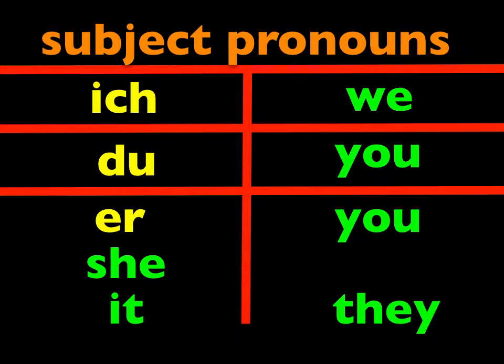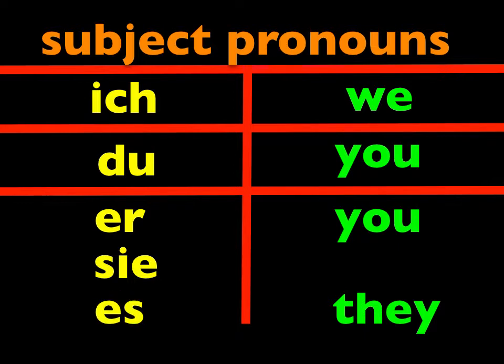Repeat the word for she, sie. This should also look familiar to you. It is also the way to say it when referring to a feminine noun. So er means he or it masculine, sie means she or it feminine, and you've already learned the neuter way to say it. Repeat, es.